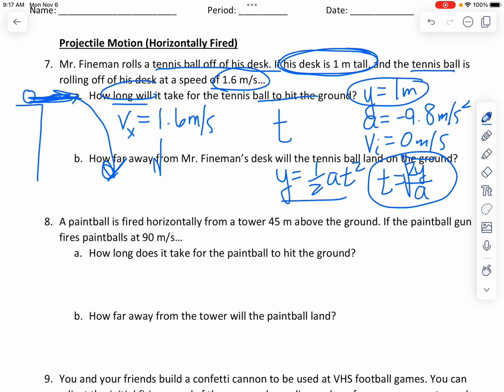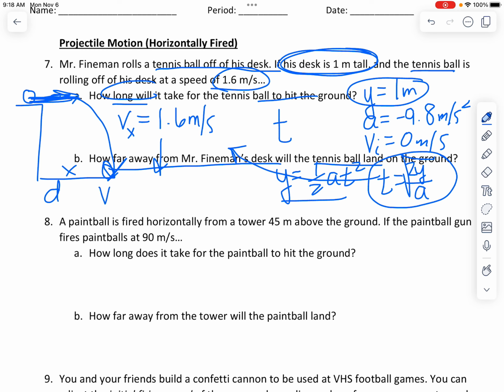Then, now we're going to use that time over here in the X component. That X component is asking how far away from the desk is the tennis ball? Meaning, what is this distance? What is that X value? What is the distance? We've been calling it D, distance.